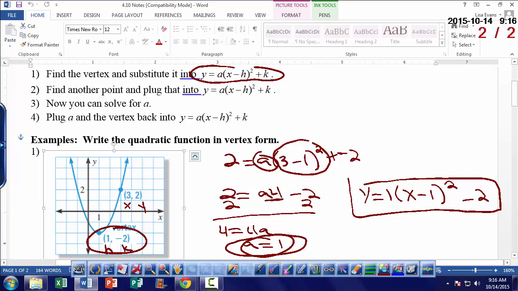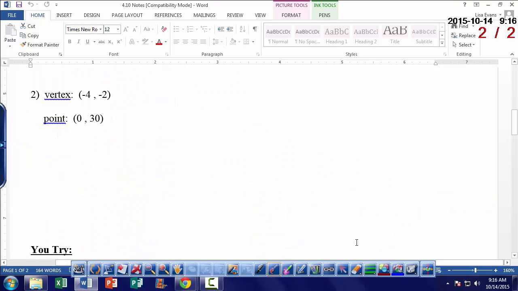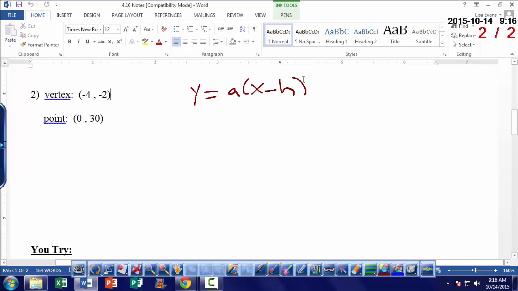Let's try another example. This next one, there's not a picture, but we're going to do the same exact thing. So I'm going to go ahead and write down my equation so I know what I need to plug in. I think it helps to label what you need to plug in. So this is your h, your k, your x, and y. So we get 30 equals a times 0 minus a negative 4 becomes plus 4, and then minus 2. This is 0.